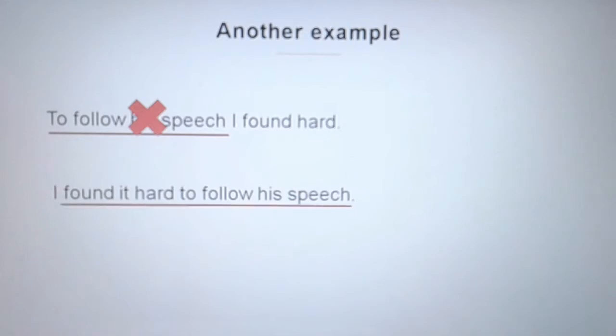So take a look. I is the subject, found is the main verb, and then we put preparatory it there and adjective hard, and lastly we put infinitive to follow his speech. So it there stands for the object to follow his speech.